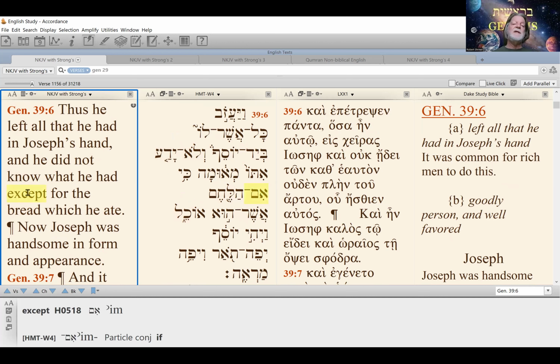So in other words, he turned everything over to Yosef. Yosef itemized all of his master's property. He kept track of it. If he could invest it and make a profit for his master, he would do that. So Yosef kept track of it. Potiphar did not. He did not check up on Yosef to make sure he was doing a good job. He trusted him implicitly, and it worked to Potiphar's delight. So he didn't know what he had except for the bread which he ate.